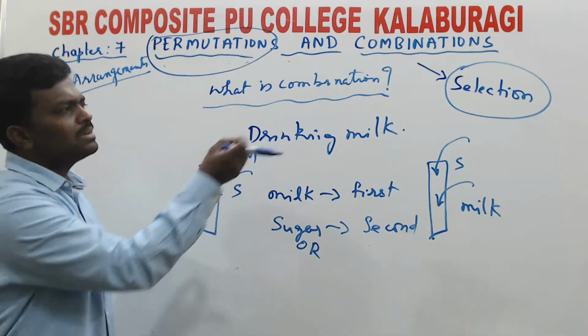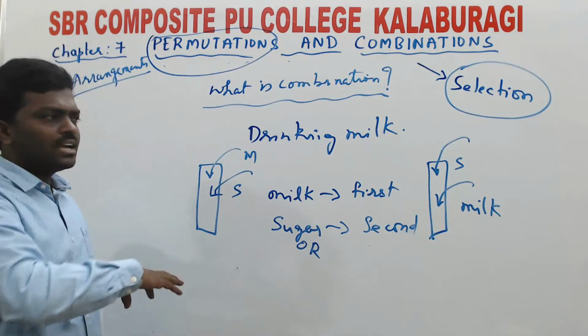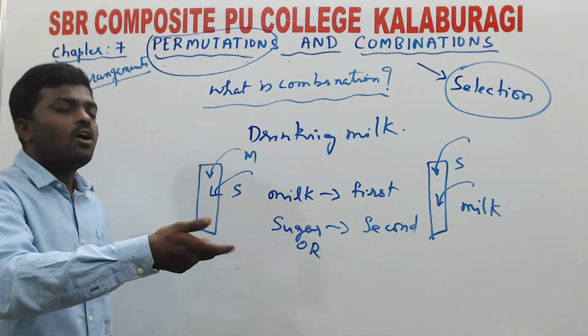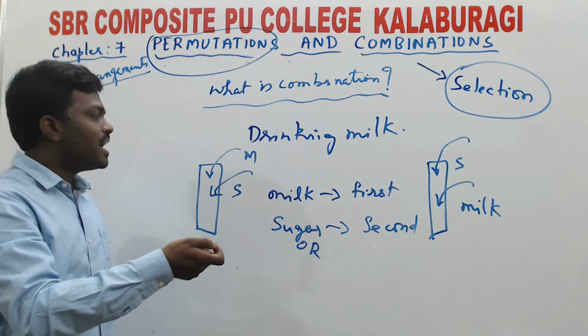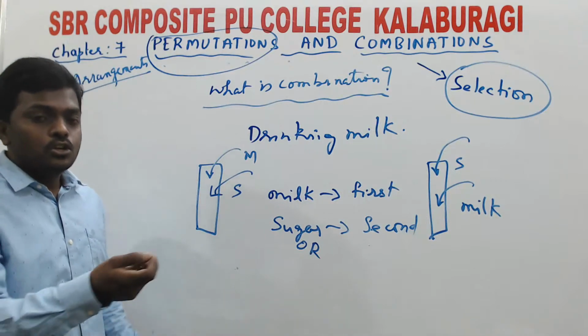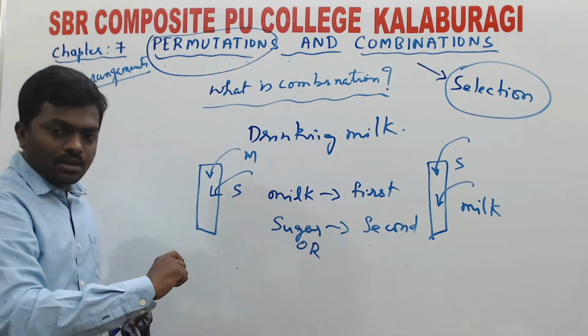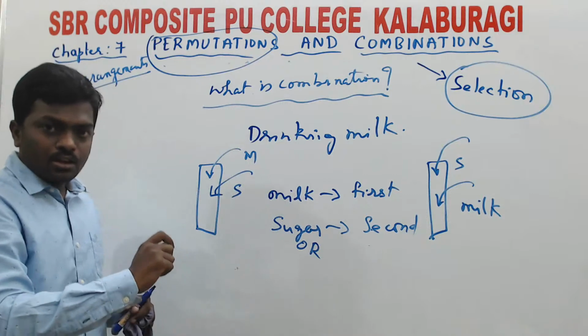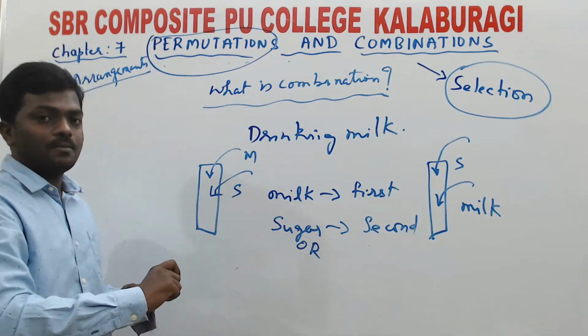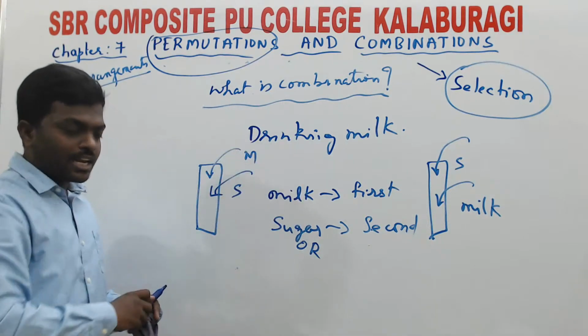This combination is nothing but just selection. You have taken a glass, you added sugar first or the milk first. So what you are doing, you're picking milk, or you're choosing milk, or you can even say you're selecting milk, right? Then you are going to select sugar.